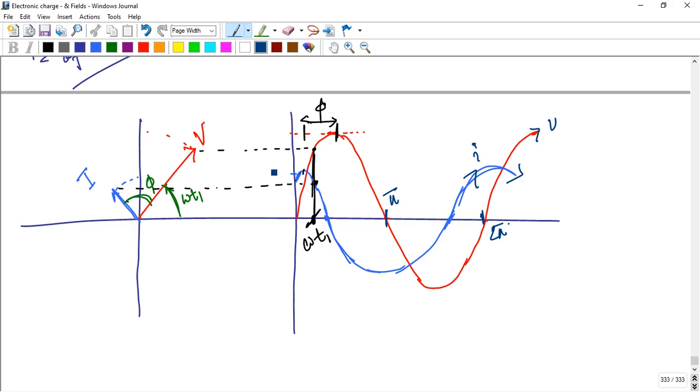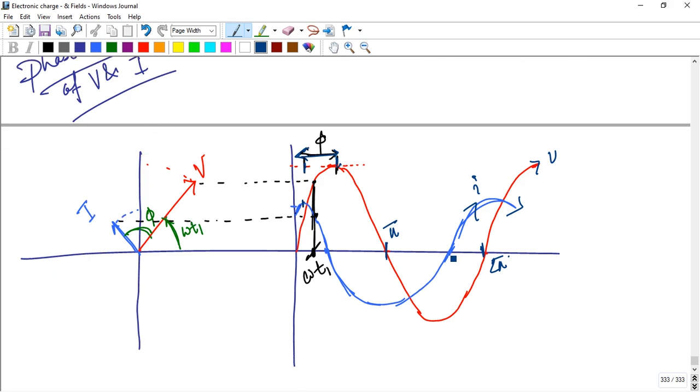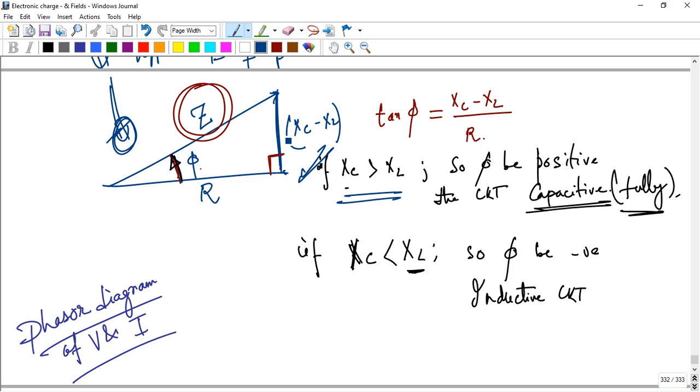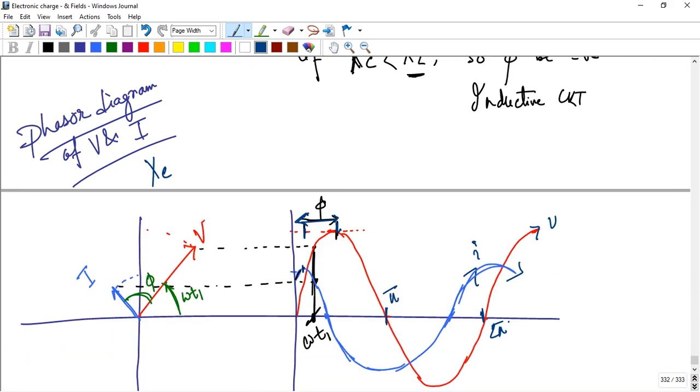The phase difference is phi. Peak to peak, top to top point: voltage top, that's a current top. That's the final phasor diagram of a series LCR circuit. Now in this phasor, keep in mind, XC is greater than XL, because these are in this direction. So here this phasor represents XC greater than XL.